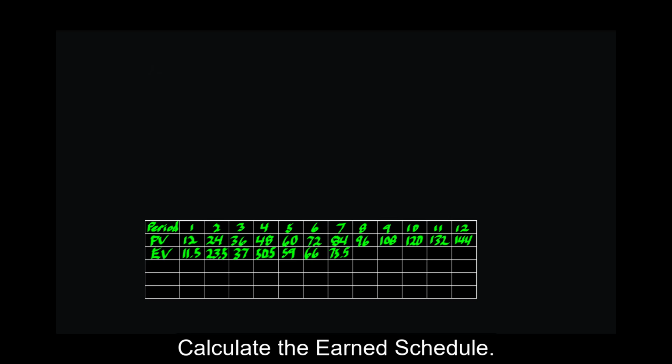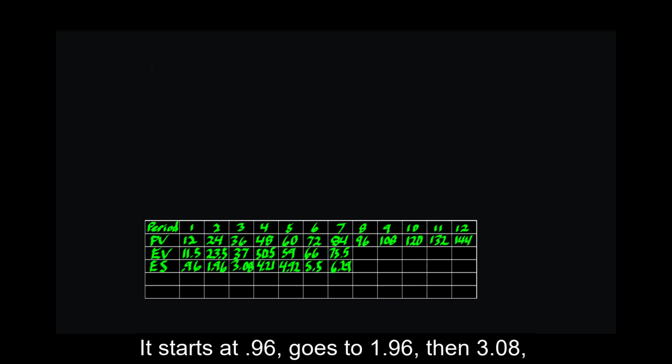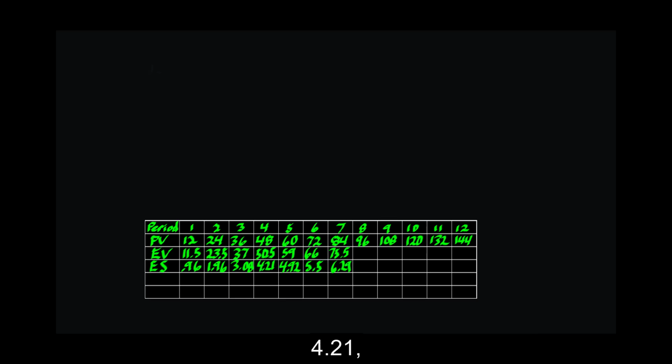Calculate the earned schedule. It starts at 0.96, goes to 1.96, then 3.08, 4.21, 4.92, 5.5, and 6.29.